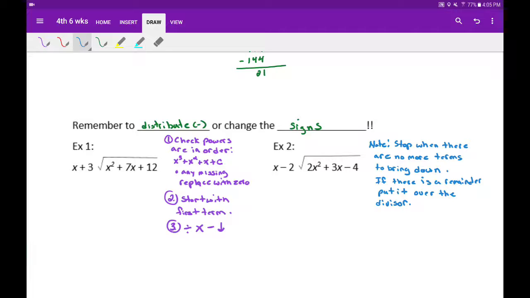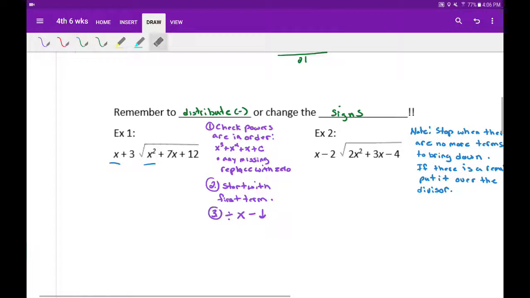Then step 2, we start with the first terms. What step 2 is talking about is the first terms there. We always start with those two. And then step 3 just gets repeated and repeated until there are no more terms to bring down. We just divide, just like regular long division, divide it out, multiply it, subtract, then bring the next term down, which is what that down arrow means. Okay, so showing what's going on here.